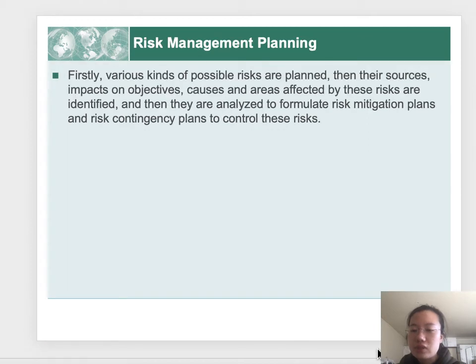Firstly, various kinds of possible risks are planned, then their source, impact on objectives, costs, and areas affected by these risks are defined, and then they are analyzed to formulate risk mitigation plans and risk contingency plans to control these risks.